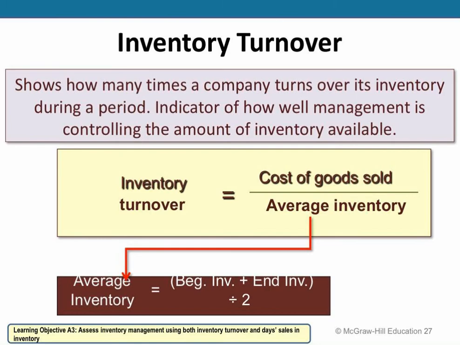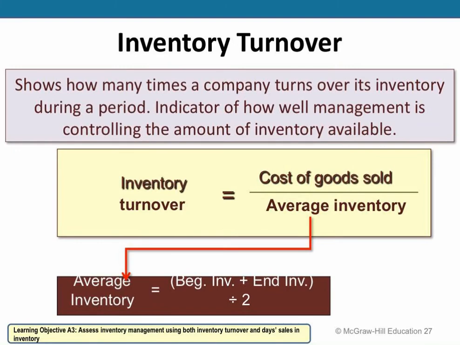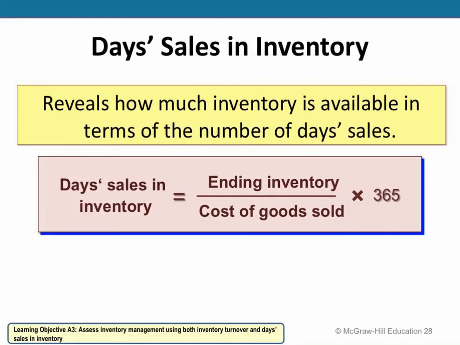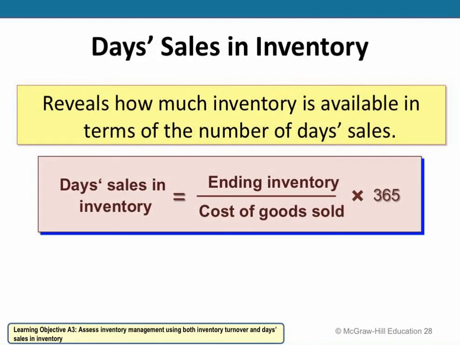The converse of this is days sales in inventory. Instead of cost of goods sold divided by average inventory, we look at ending inventory divided by cost of goods sold and multiply that by the days in the year, 365. We get a measure of how many days each item is sitting on the inventory shelves. Whereas for inventory turnover we want the higher number to show that we're being more productive, that we're selling the inventory we hold in the warehouse faster, for days sales in inventory we're going to want, as managers, that number lowered.